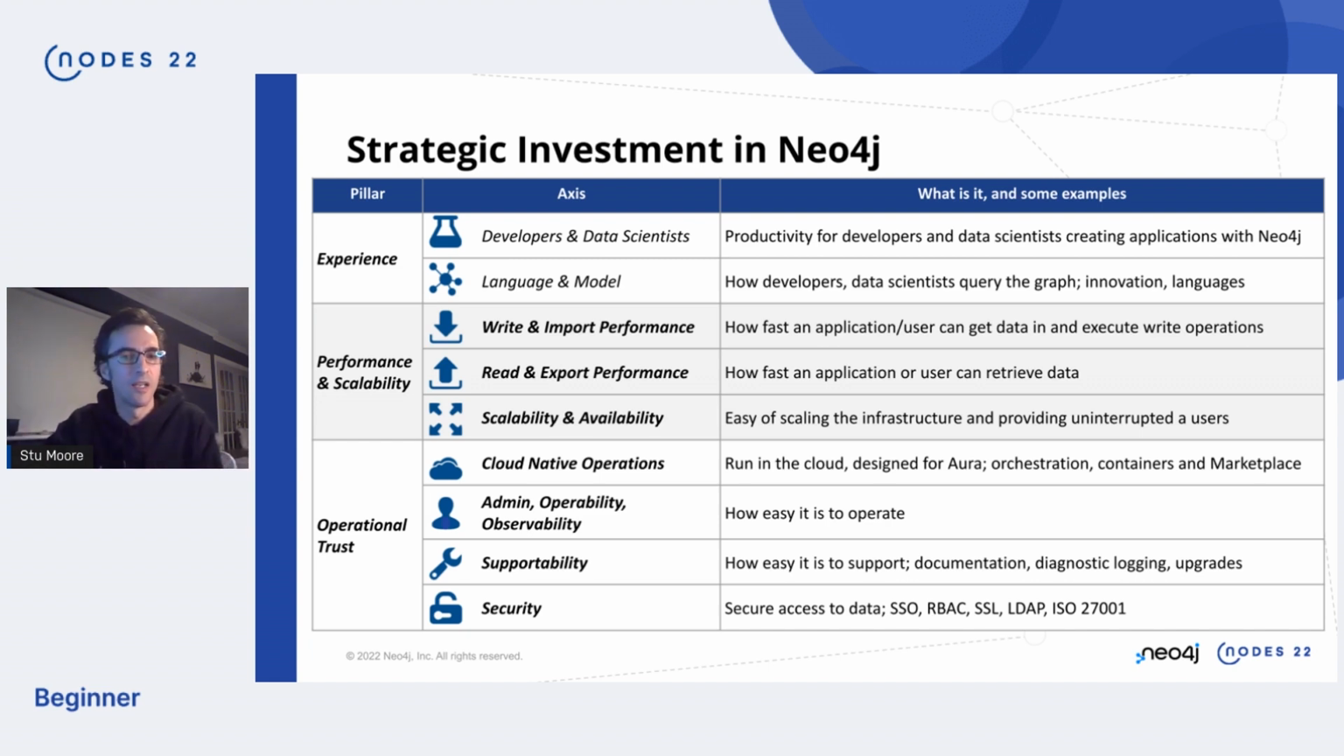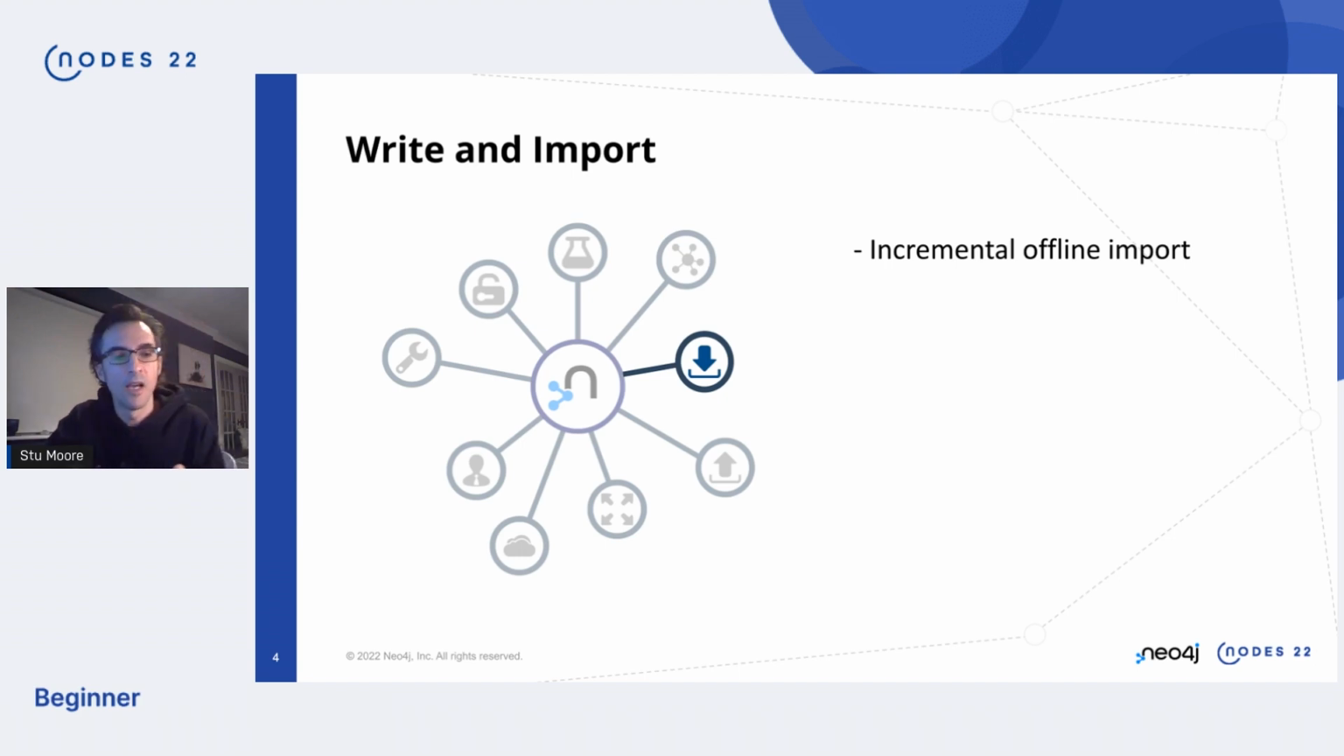My session here today, we're going to focus on the improvements we've brought in write and import performance, scale and availability, some of the cloud native operations that we've introduced, admin, operability and observability, making it far easier to operate and manage your databases, and then supportability and security. So let's kick off with the write and import performance improvements.